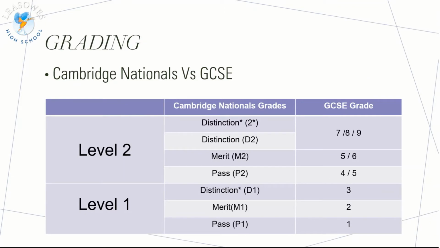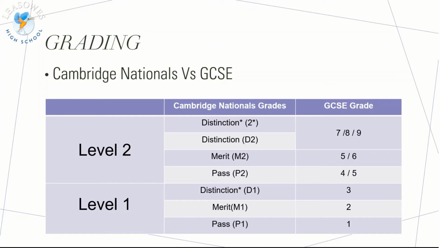So with the grading system, the GCSE grading system is different towards the Cambridge Nationals. Now with the GCSE grading, it is graded from 1 to 9, obviously 9 being the highest. With the Cambridge Nationals, it is slightly different because it is coursework based. So for each coursework, you'll be getting either a level 1 or a level 2.